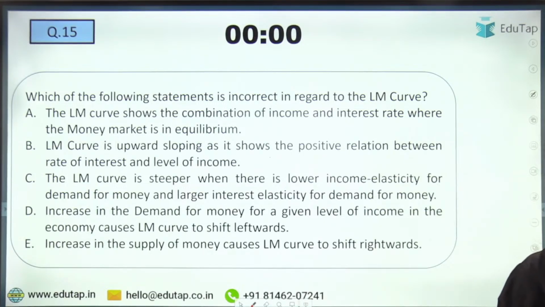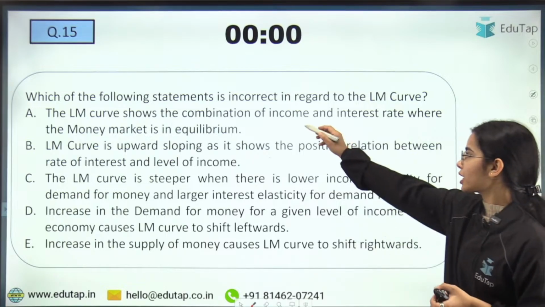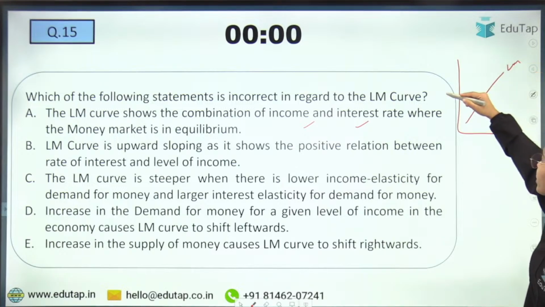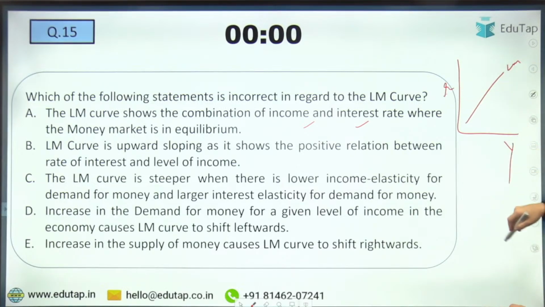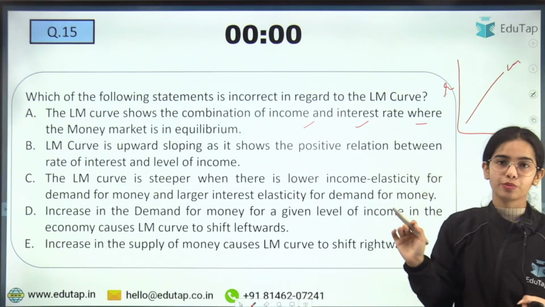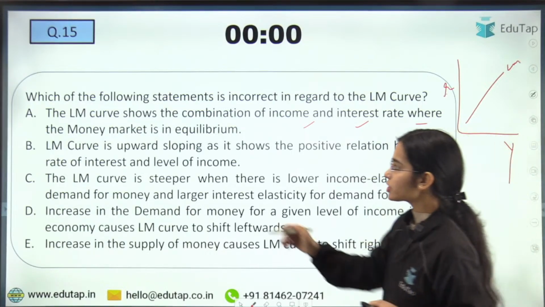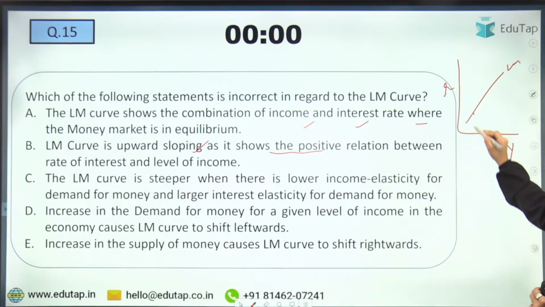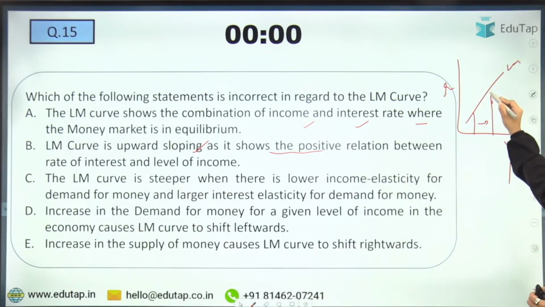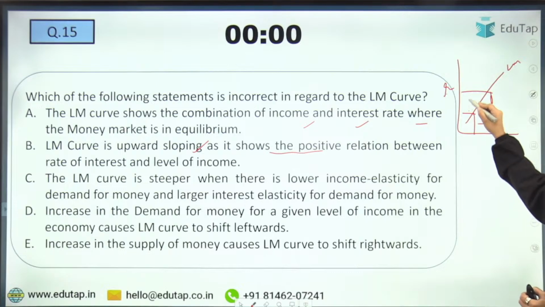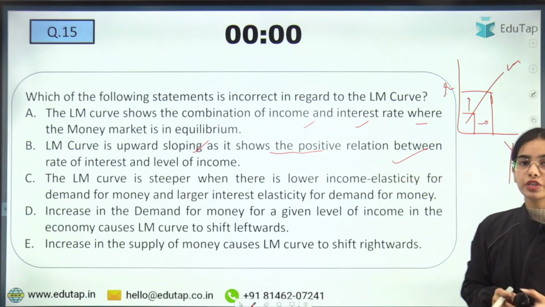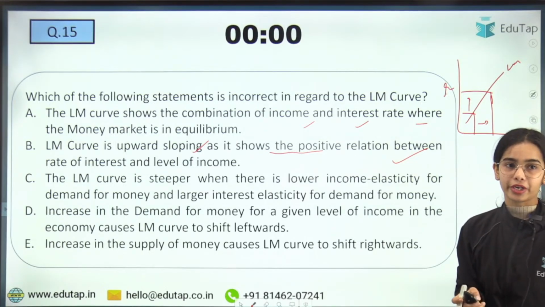First of all, the LM curve shows the combination of income and interest rate. It shows the combination of rate of interest and level of income where the money market is at equilibrium. So this is correct. The LM curve is upward sloping, as it shows the positive or direct relationship between income and rate of interest. When income is increasing, the equilibrium rate of interest in the money market is also increasing.